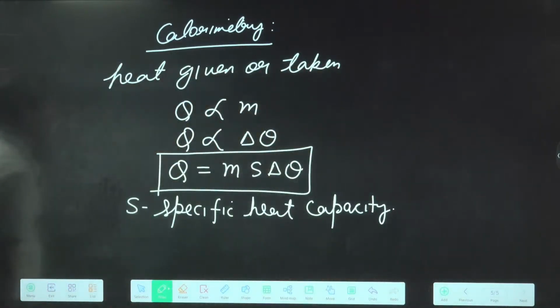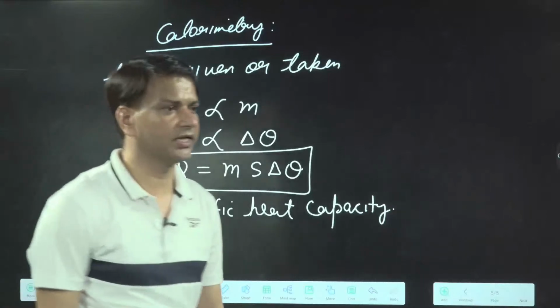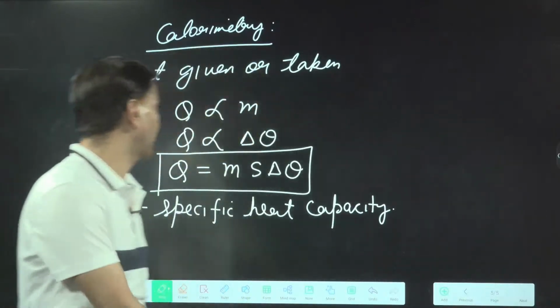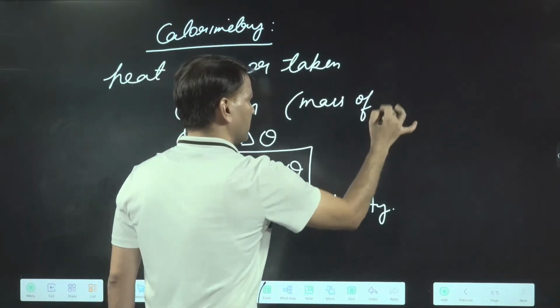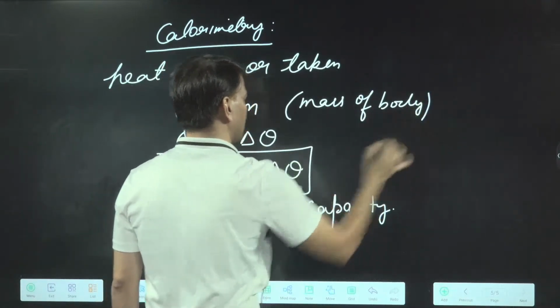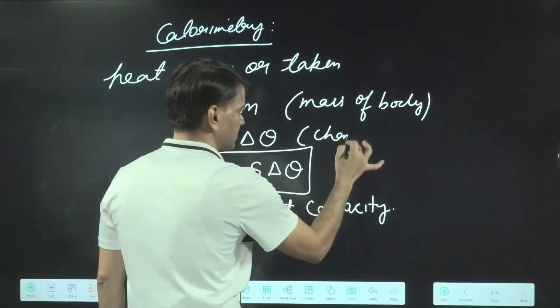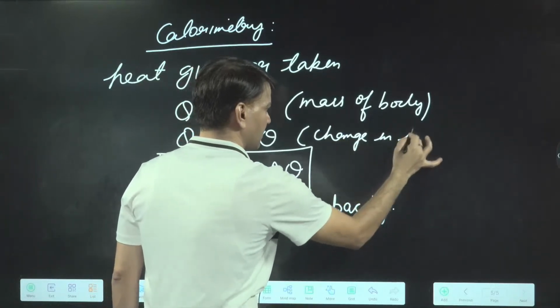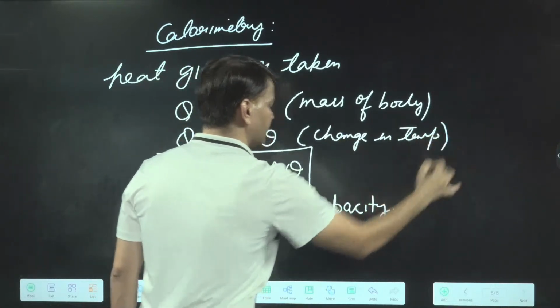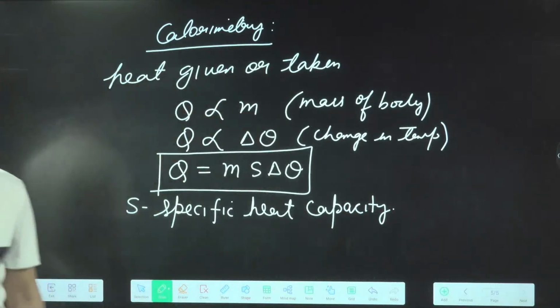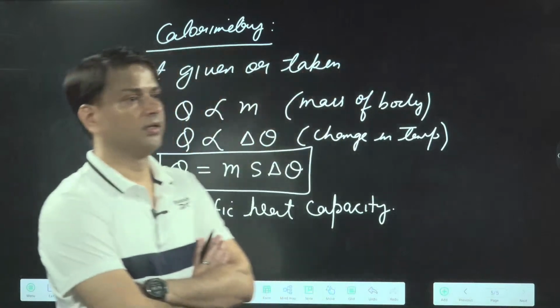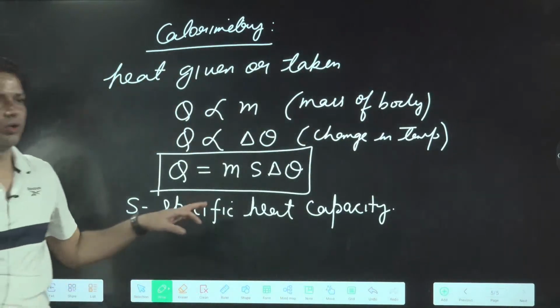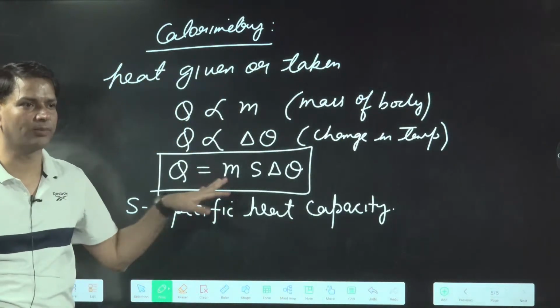So Q is equal to m s delta theta. Delta theta is the change in temperature. M is the mass of the body. S is the proportionality constant, that is called the specific heat capacity. Yes or no? Everybody knows this formula, I think.